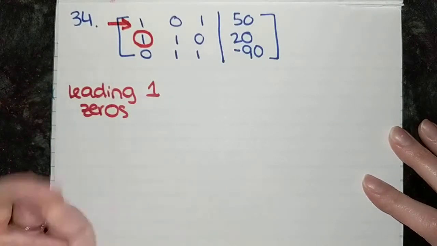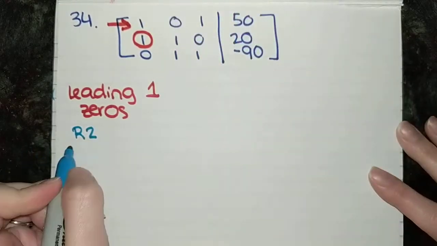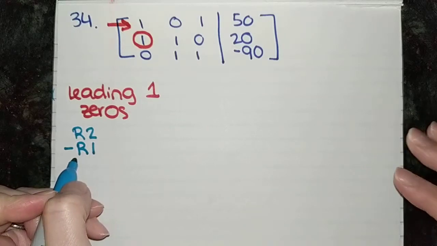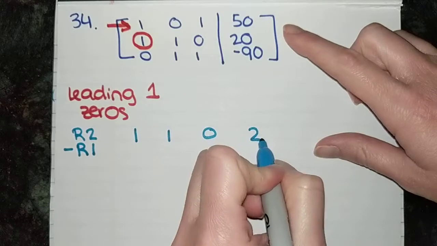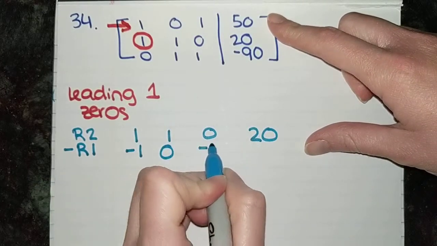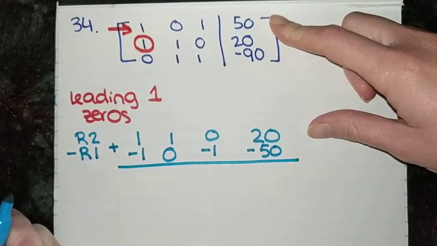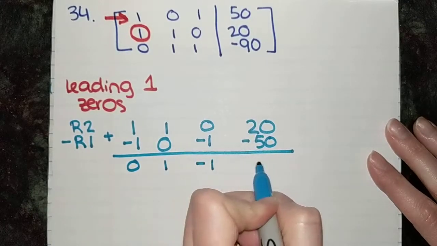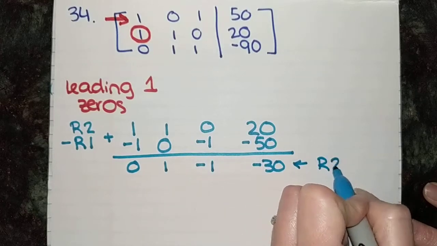So to get that, you're going to take row 2, and because you just have 1 and 1 here, you're going to subtract from row 1, the row that you're currently working with. So row 2 is going to be 1, 1, 0, 20. And then row 1 will be -1, 0, -1, -50. And then essentially you're adding those two together. So this gives you 0, 1, -1, and -30. And this is your new row 2.